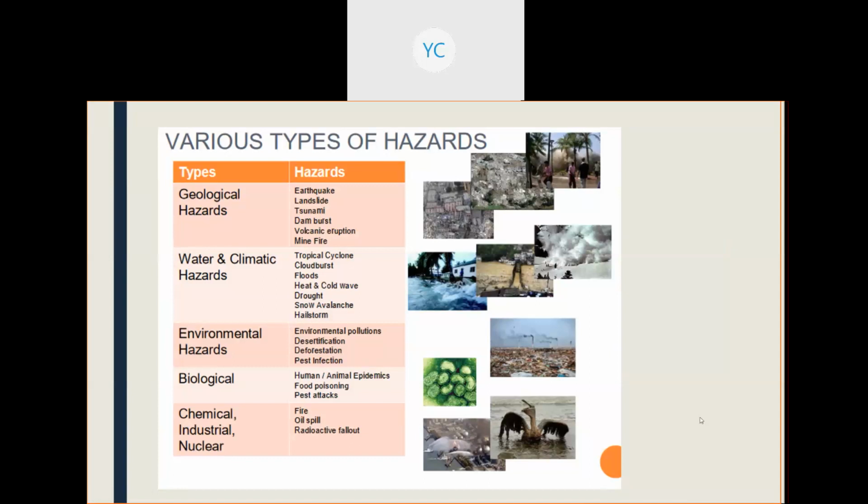Then some of these hazards are environmental hazards: environmental pollution, desertification, deforestation, pest infection. If you look at this list, you will see that these events are quite natural, and all of these events have a probability of occurrence.